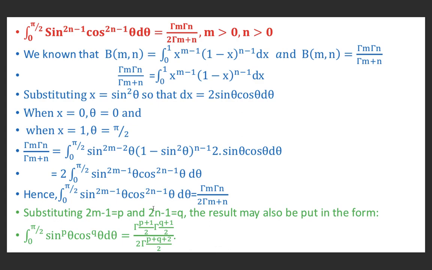Remember this formula. This is also a very important formula. The integral from 0 to pi by 2 of sine p theta cos q theta d theta is equal to gamma p plus 1 upon 2 gamma q plus 1 upon 2 upon 2 gamma p plus q plus 2 upon 2. Remember both the forms of this formula.